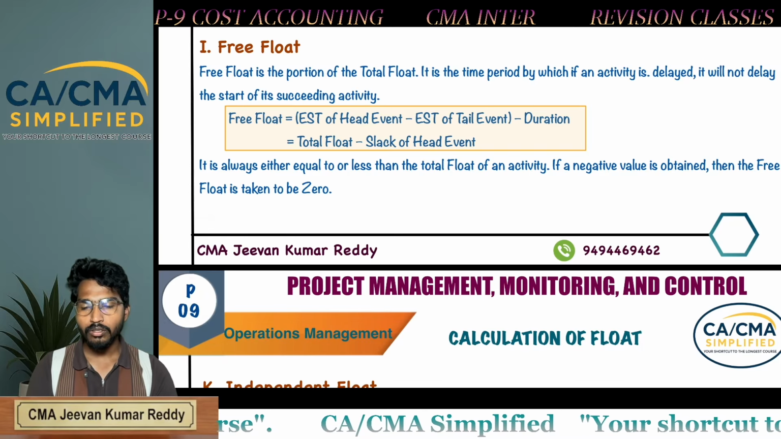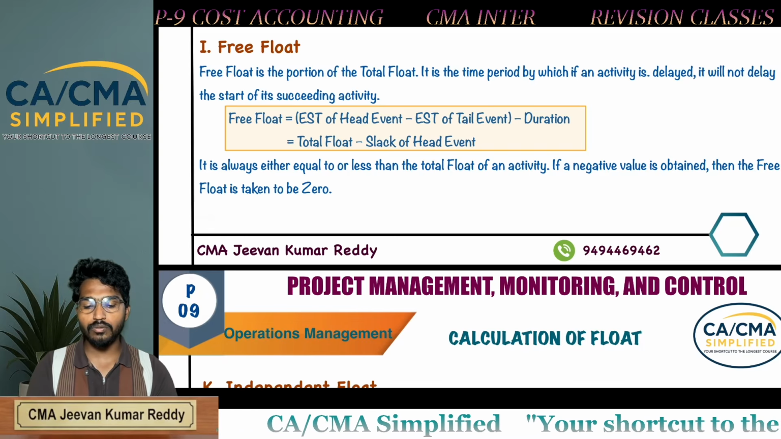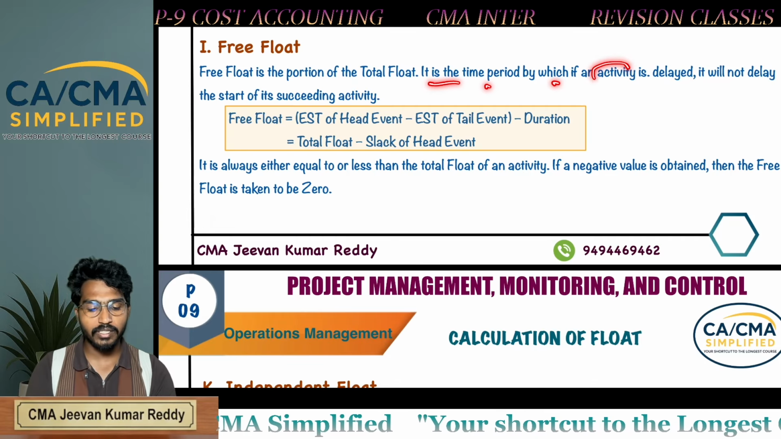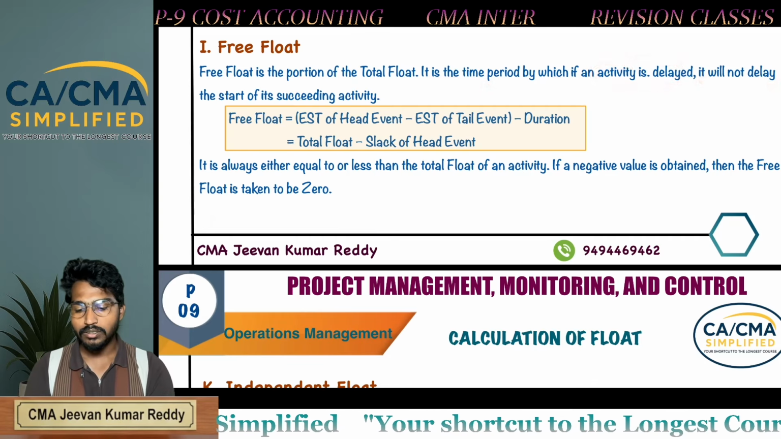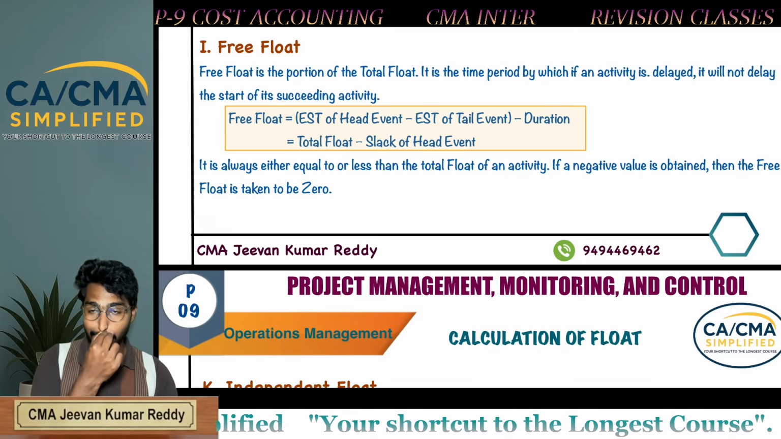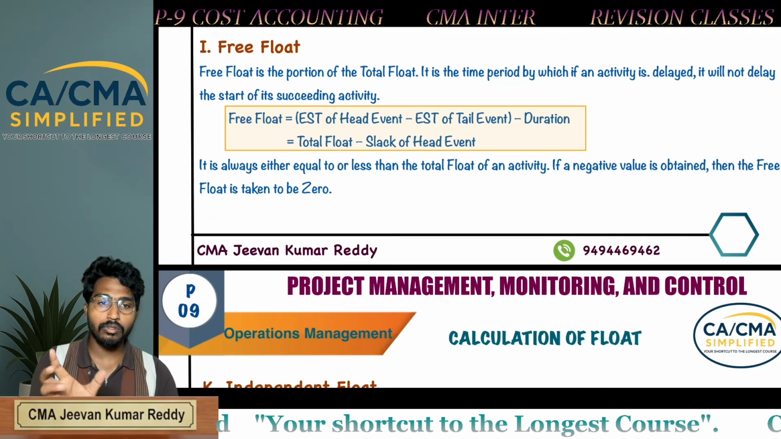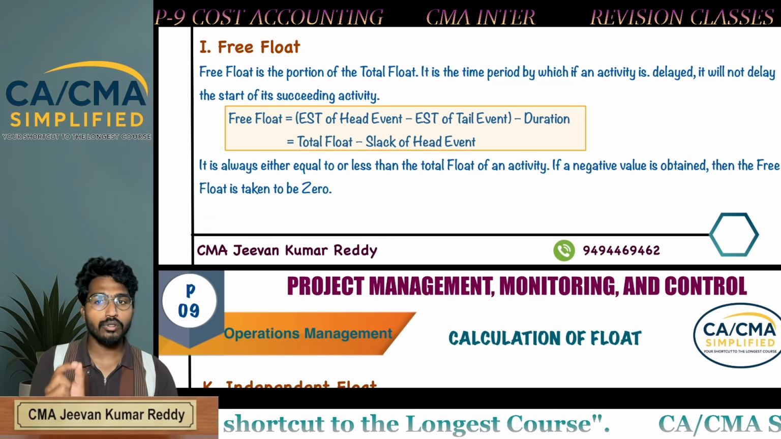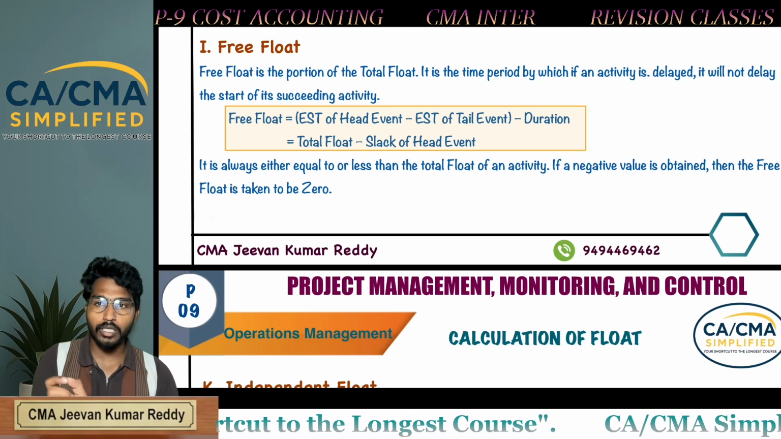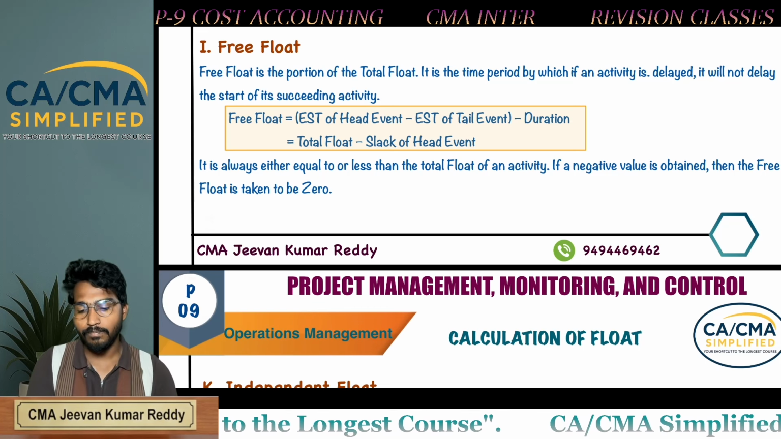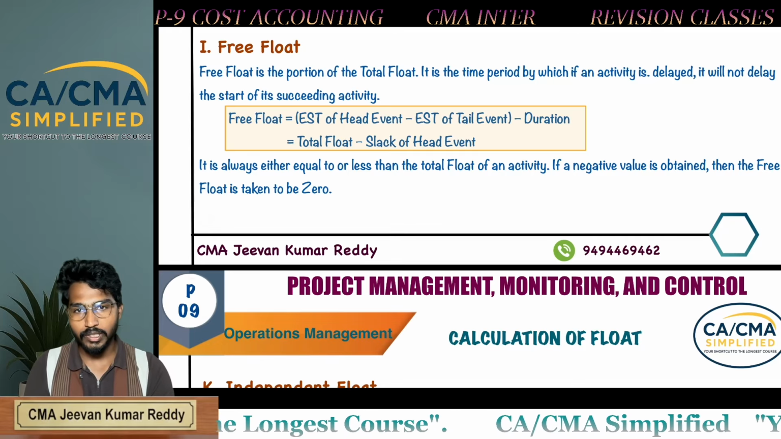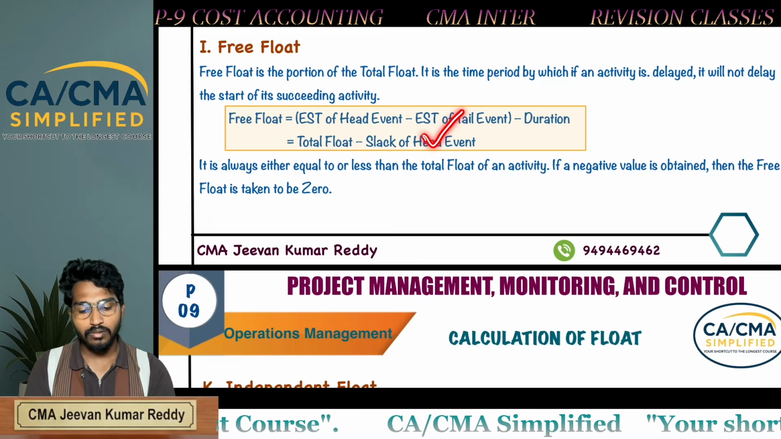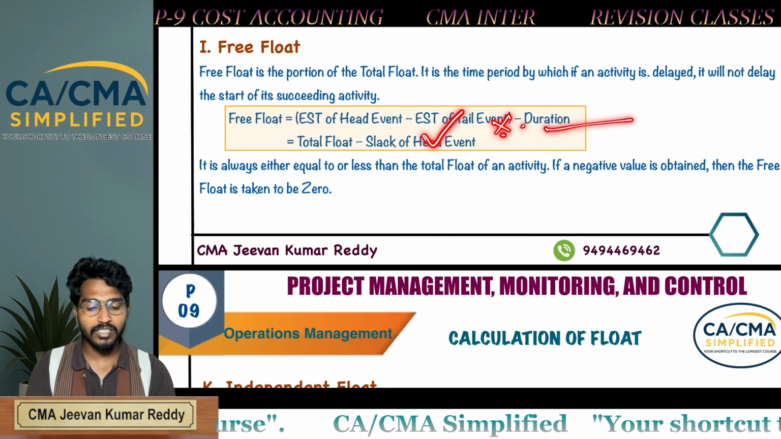Next, free float. Free float is the portion of total float. It is the time period by which if an activity is delayed, it will not delay the start of a succeeding activity. That means total float you can use before, after and during, but free float you can use only before and during. There is no after. That means you can delay the current activity, but the delay of the current activity will not affect the succeeding activity start time.